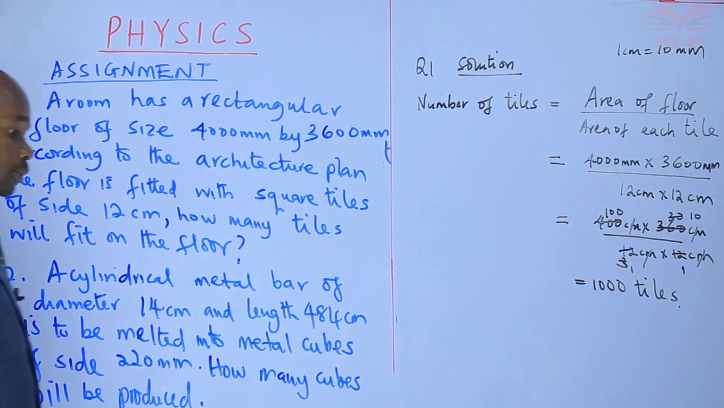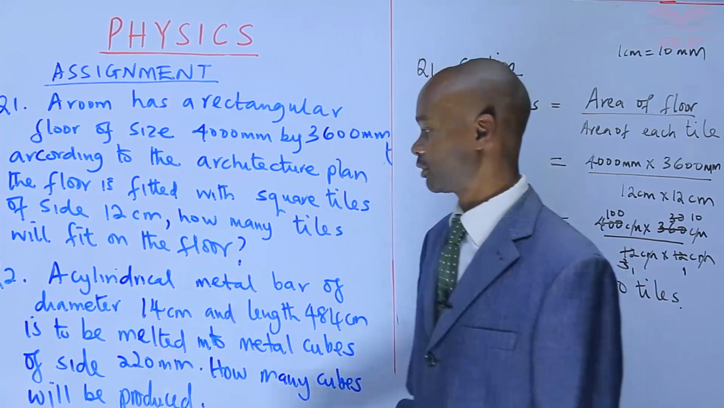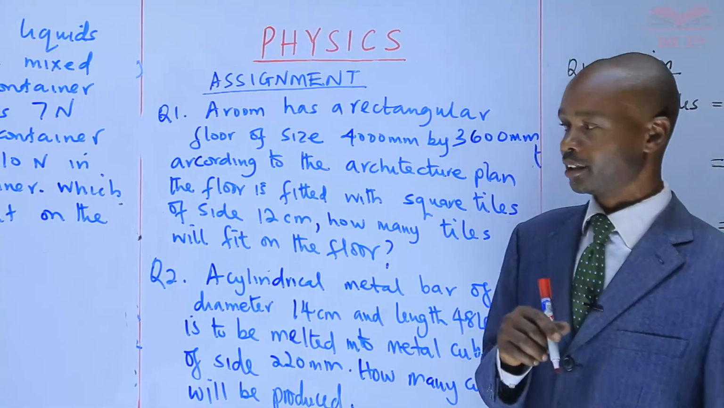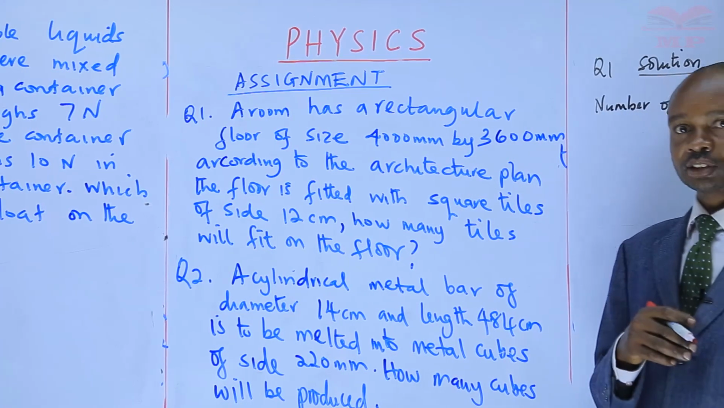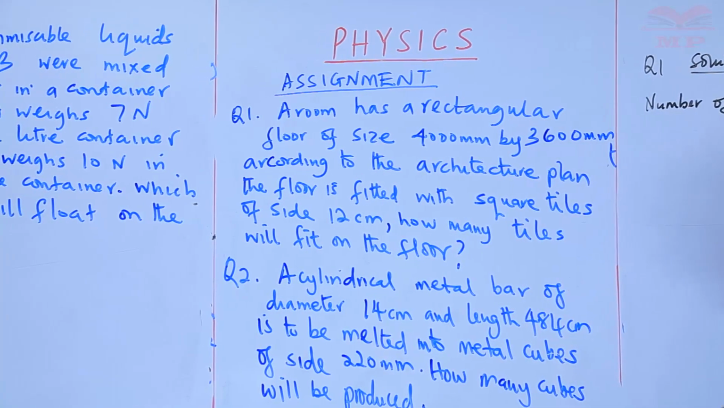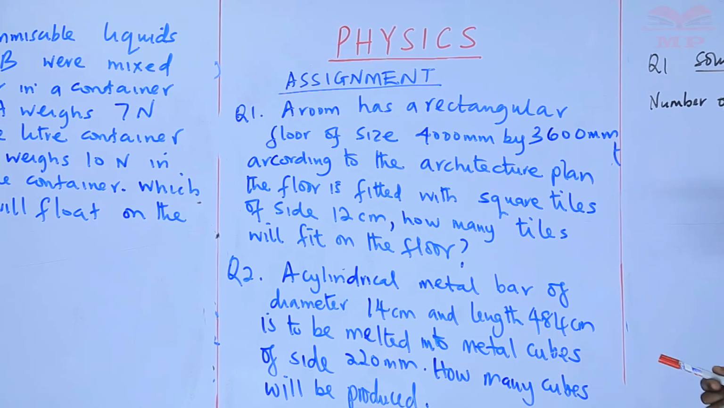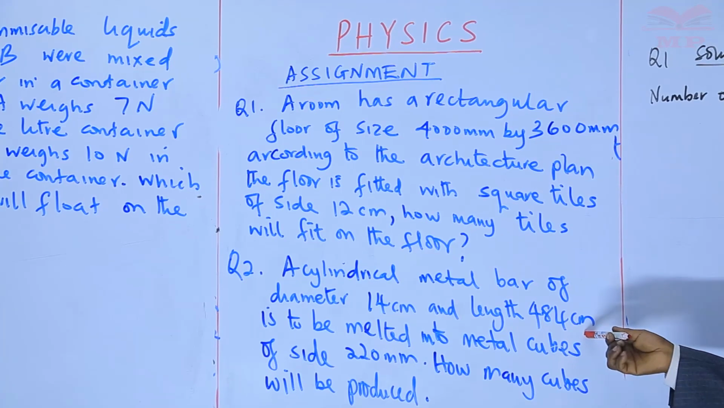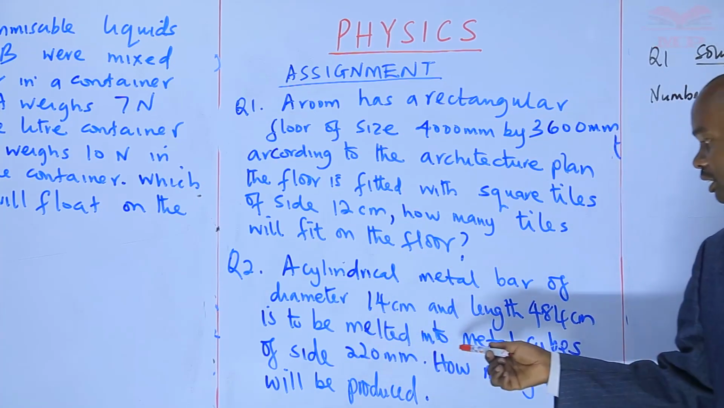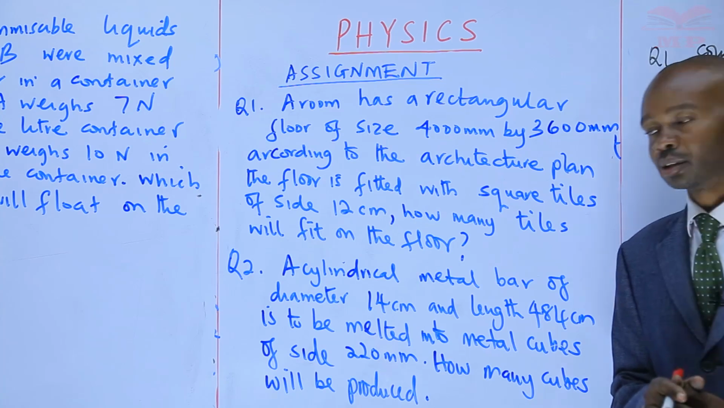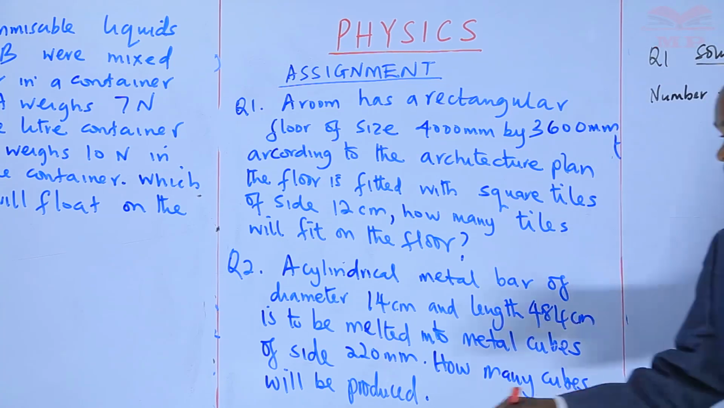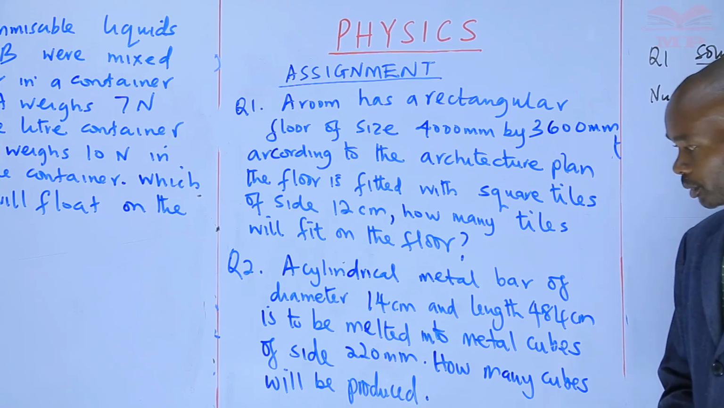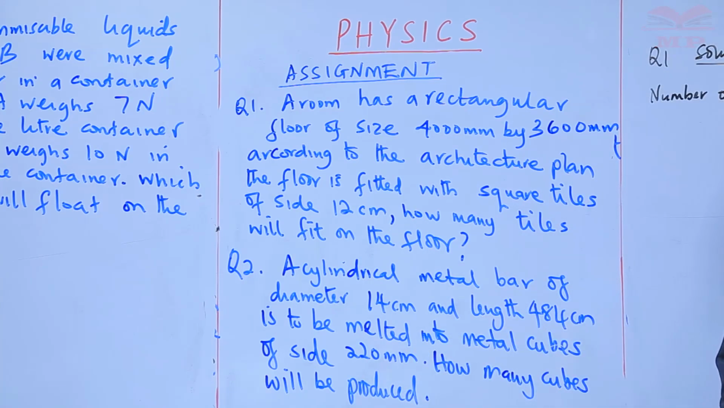So we move to question 2, and as the first procedure, we read the question. You get what is in the question before you answer. You'll get the best. So we go through the question. A cylindrical metal bar of diameter 14 centimeters and length 484 centimeters is melted into metal cubes of side 220 millimeters. So how many cubes will be produced?